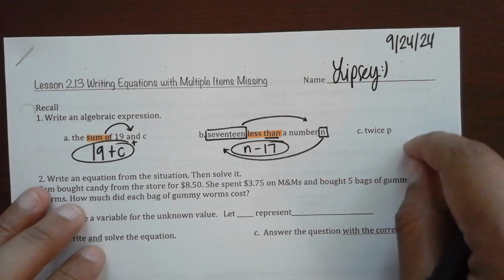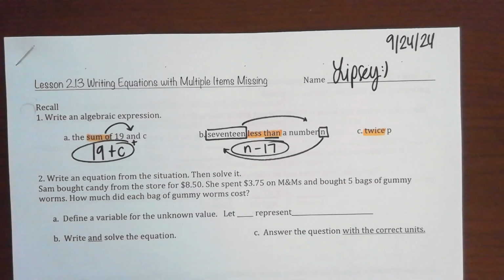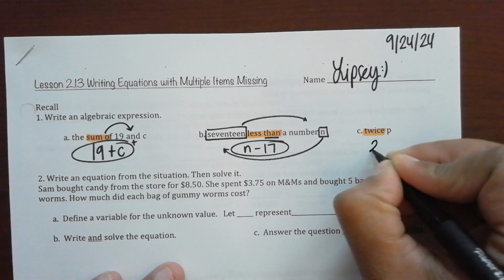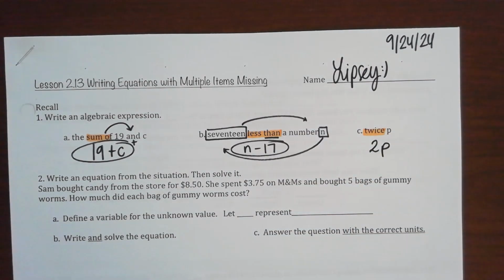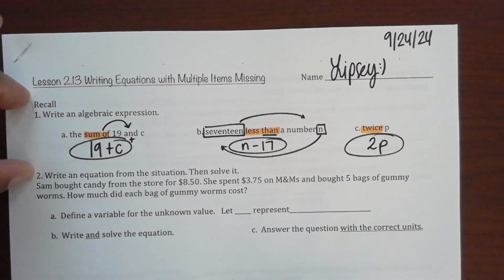So, twice P. 2P, because twice means what operation? Multiplication, and multiplication by what? 2. Any questions? Any questions on this first recall?